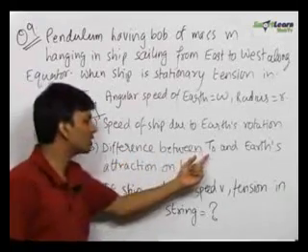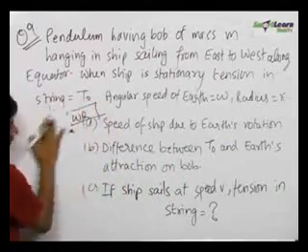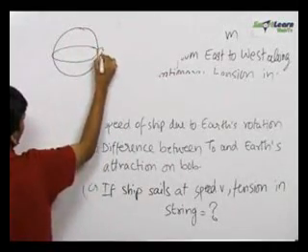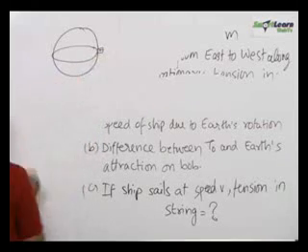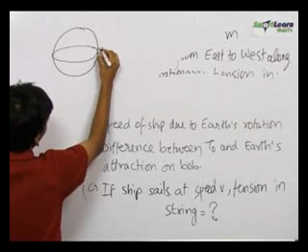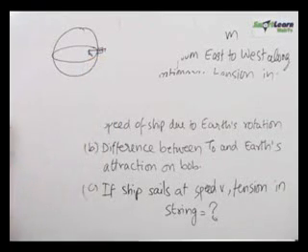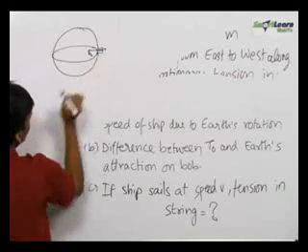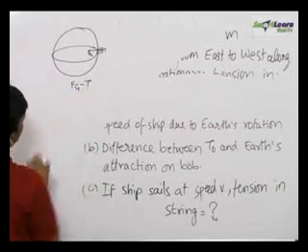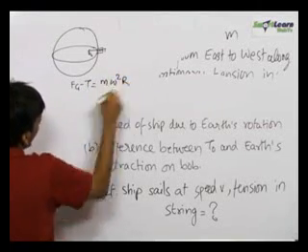We now need to find out the difference between T naught and the earth's attraction on bob. For this, let us draw another diagram. This ship is doing circular motion and there is a pendulum hanging on the ceiling of the ship. Now there is a tension acting on this bob in the upward direction, that is a pulling force, and the gravitational force acting towards the center. Now since this object is performing circular motion with angular velocity omega, therefore we can write Fg minus T, this is the net centripetal force, this is equal to m omega square r.